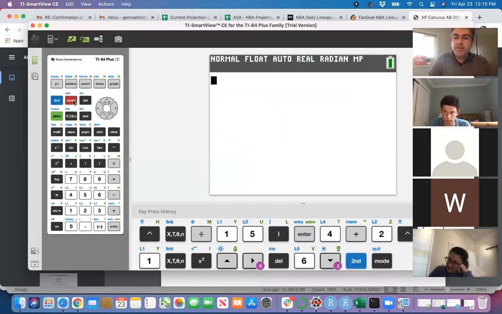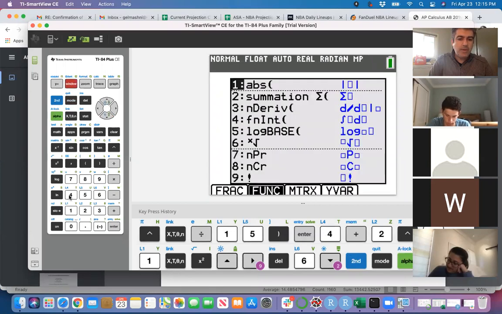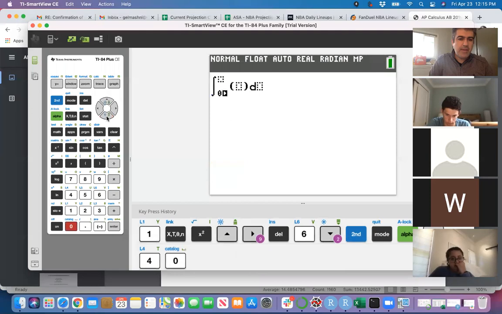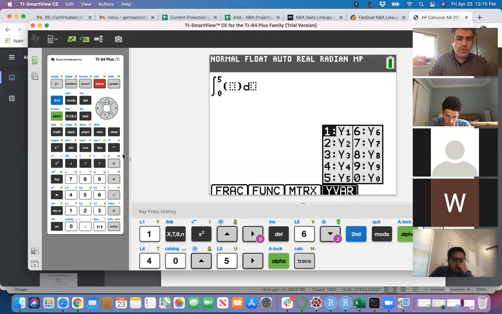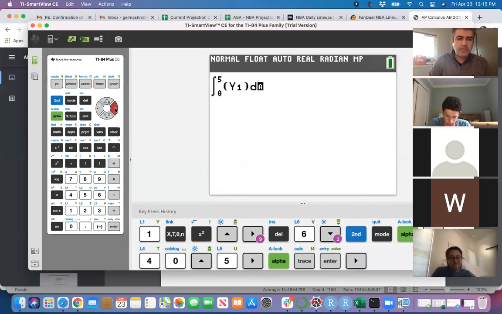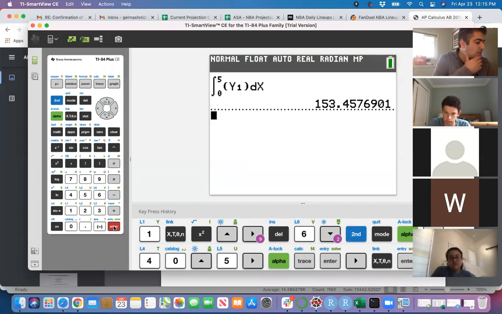So anyway, you're going to quit out to the home screen. Then do alpha window, option 4. And we're going from 0 to 5, right? Because we're going from midnight to 5 a.m. And then alpha trace y1 dx. I get 153. They wanted you to round it to the nearest whole number, so I say 153. And you have to give the units also. So you have to say 153 fish entered the lake from midnight to 5 a.m. So you get 1 point for the integral and 1 point for the actual answer. So it's worth 2 points.